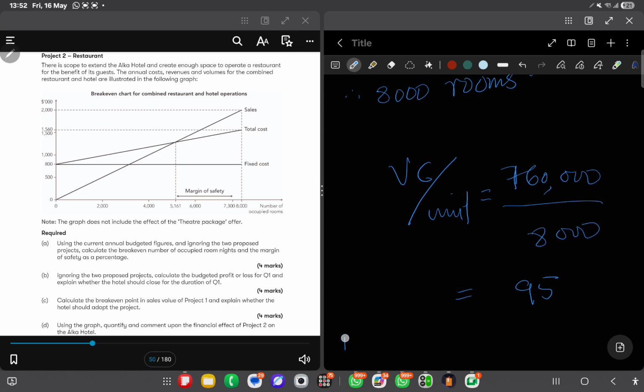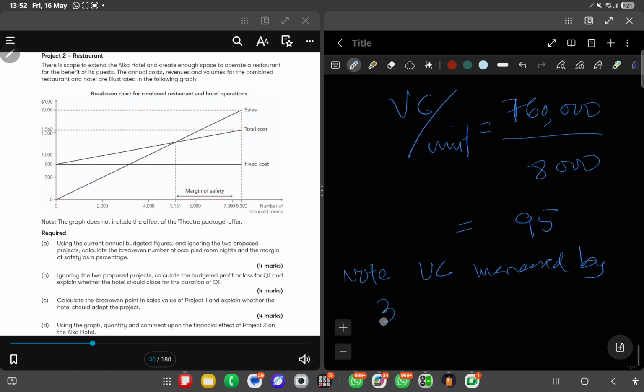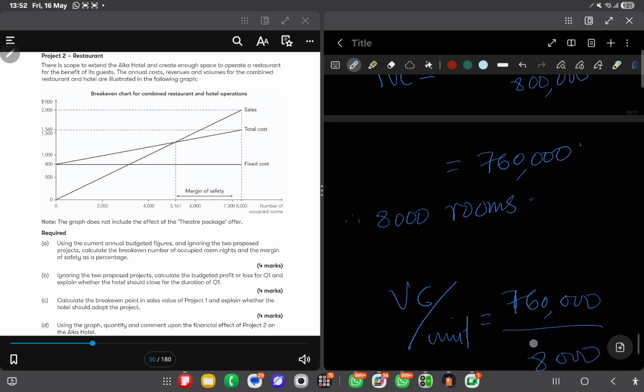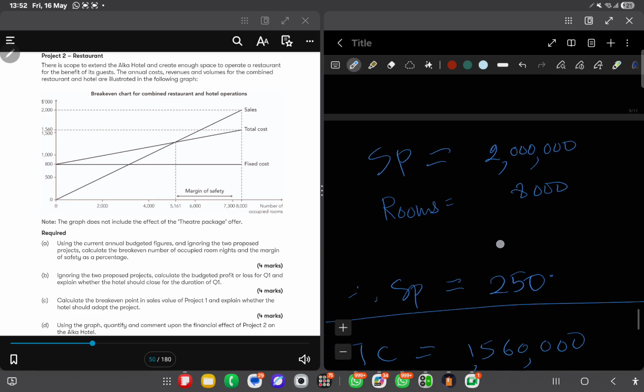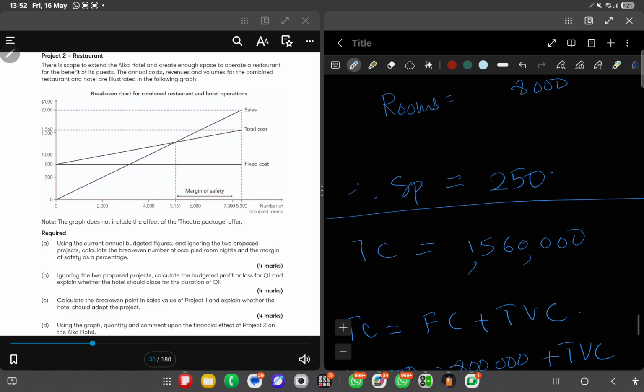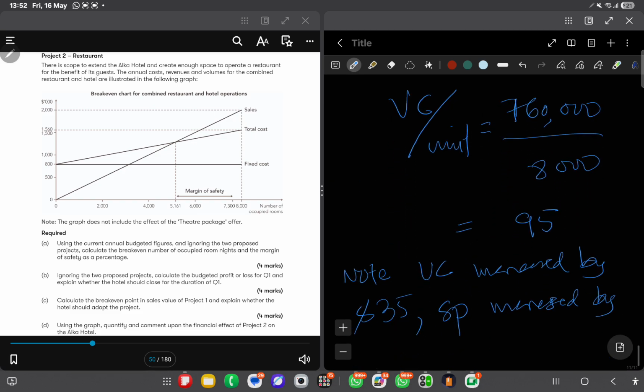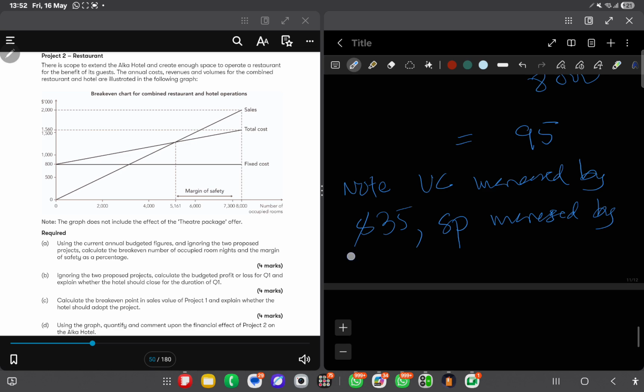Please note that variable cost increased by $35. Also selling price increased by how much? Selling price we calculated 250, but in the question 180, so therefore selling price is increased by 70. Now we can calculate the contribution.